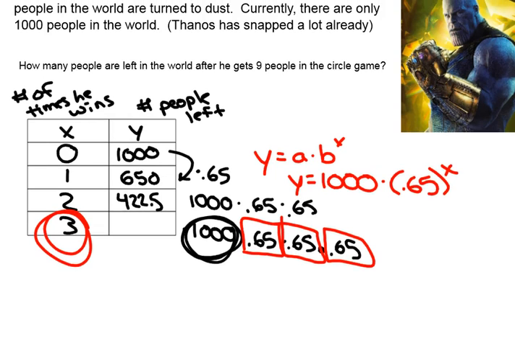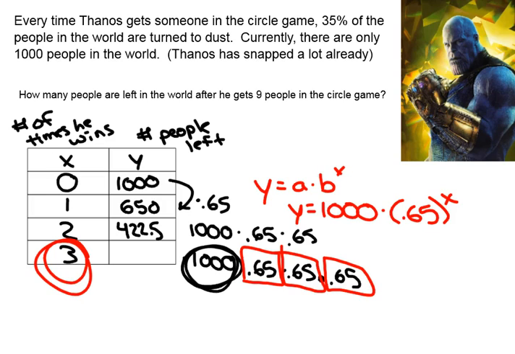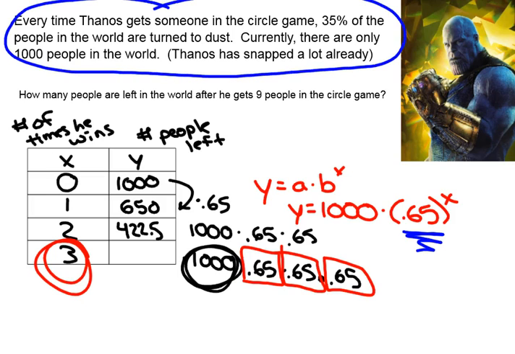So the part that a lot of people will get wrong is they'll put 0.35 in here for your b, but it's not. You want to think about what remains. So notice how in this entire problem it never says 65%. You have to know that since you're losing 35%, you're keeping 65%.